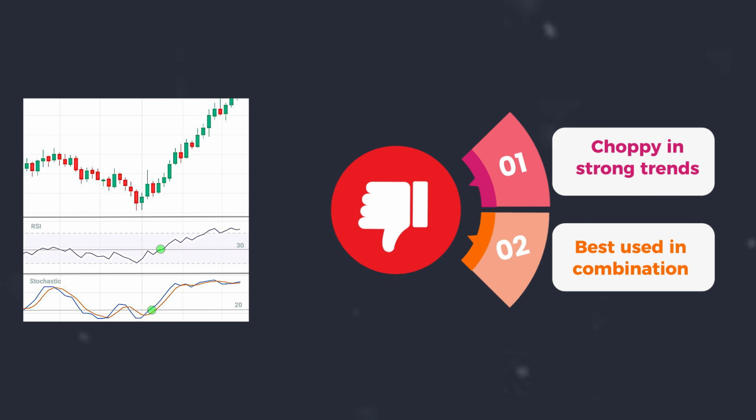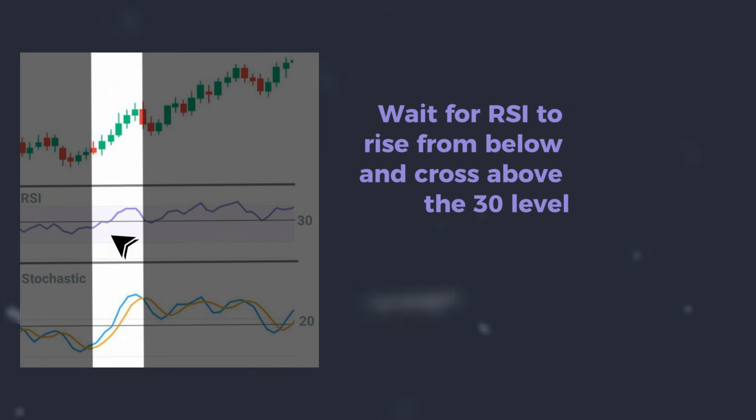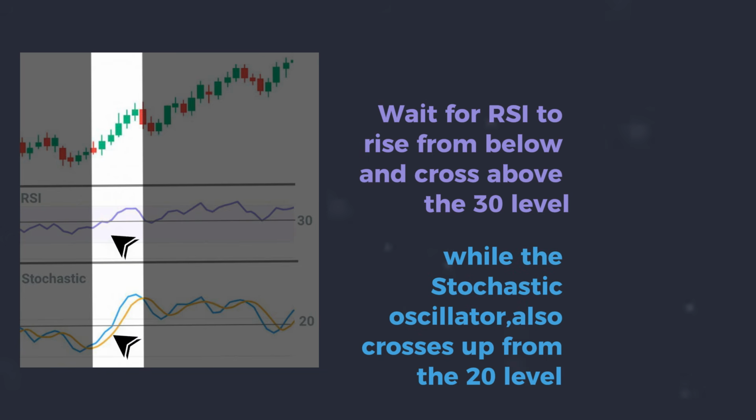Best used in combination. Setup: wait for RSI to rise from below and cross above the 30 level, while the stochastic oscillator also crosses up from the 20 level. This is your sweet spot entry.